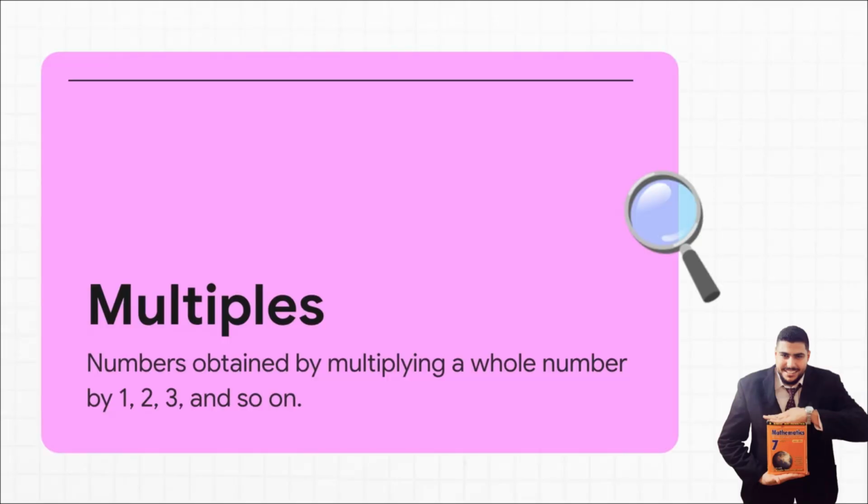And on the flip side of factors, we've got multiples. If factors are all about breaking a number down into its parts, multiples are all about building up. You just take a number and see how big it can get by multiplying it by 1, then 2, then 3, and so on.